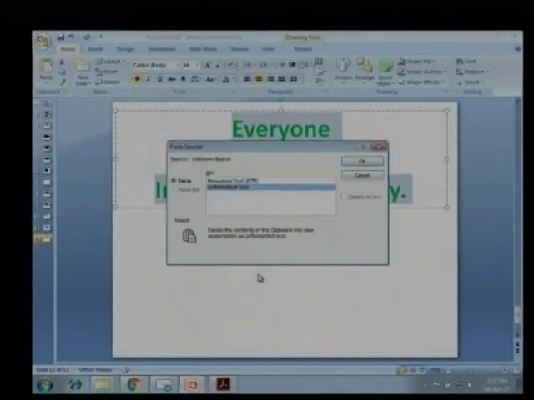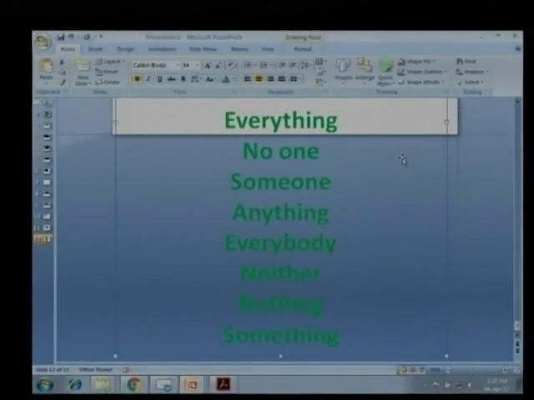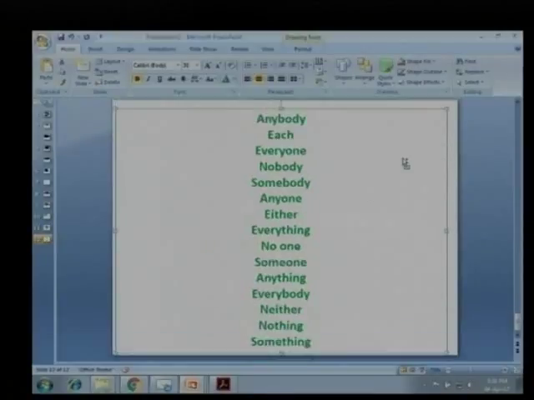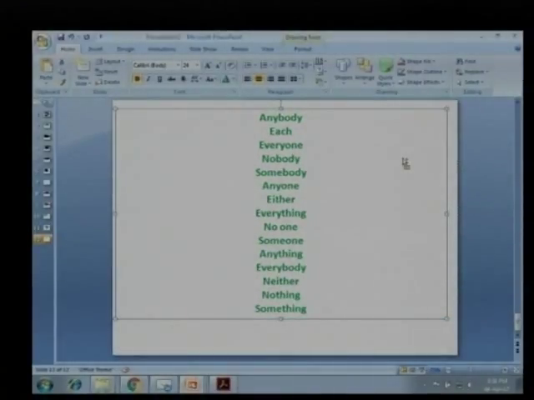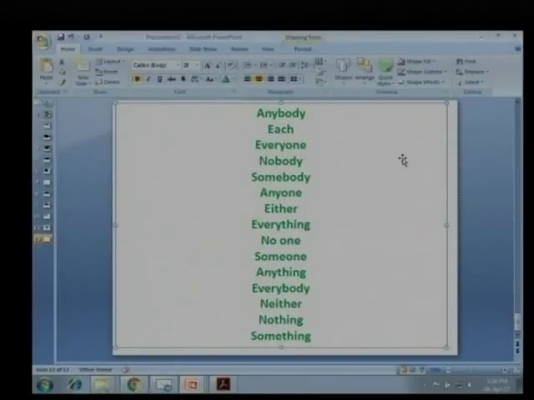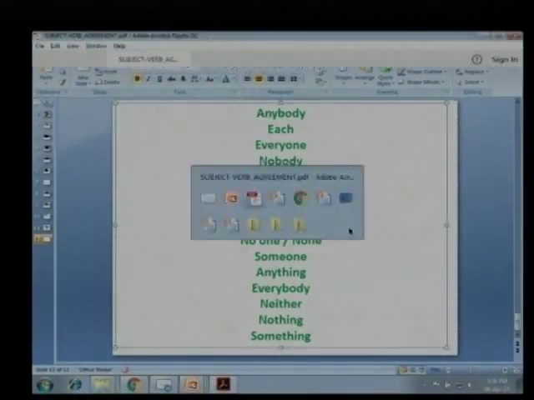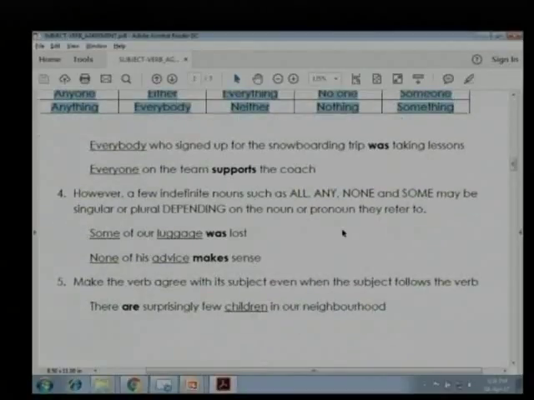Let me copy paste this here. All these forms that you see are considered singular only. Let me read that out. Anybody, each, everyone, nobody, somebody, anyone, either, everything, no one. Now, I can either say "no one" or I can say "none". Someone, anyone, everybody, neither, nothing, something. All of these take the singular form only. There is an example here.